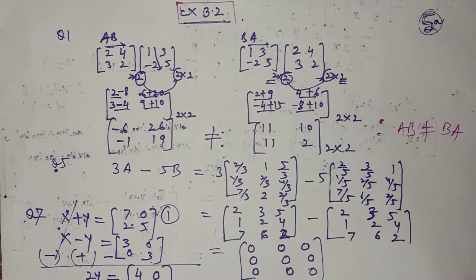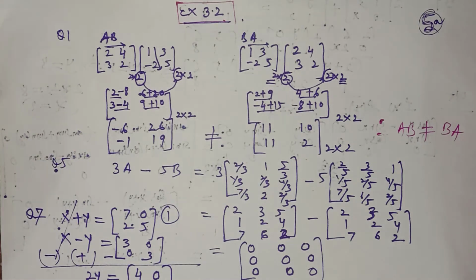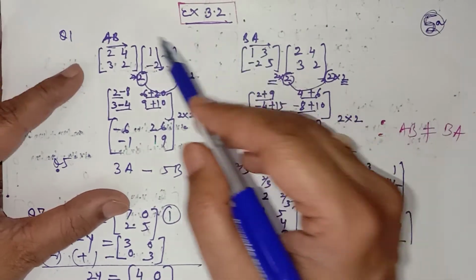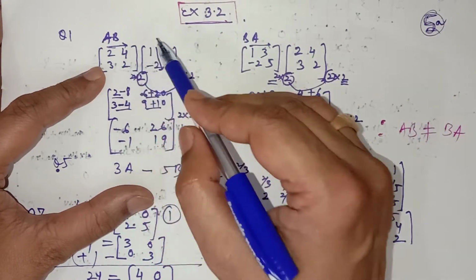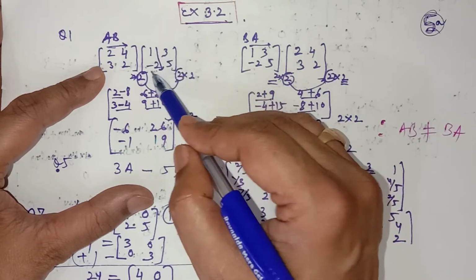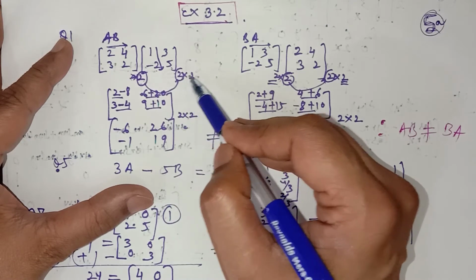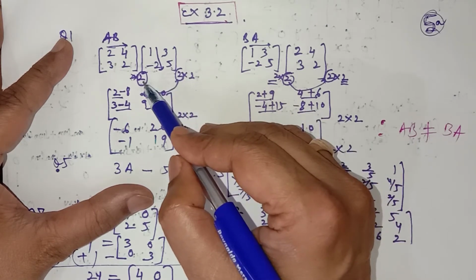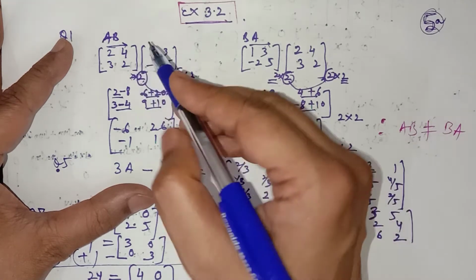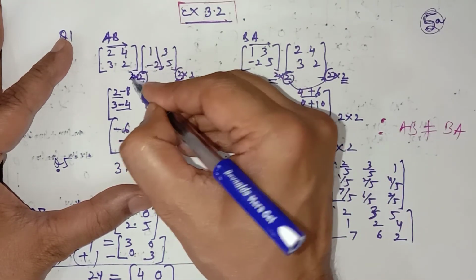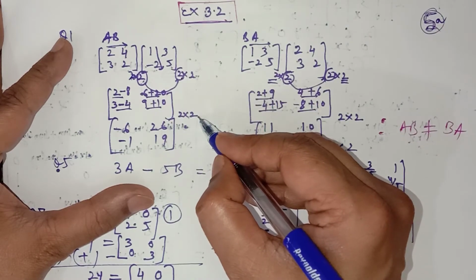Now in question number 1, in the third or fourth part, you have to find A into B or B into A. Matrix A is given as 2 4 3 4 3 2, and matrix B is 1 3 minus 2 5. This matrix is of order 2 by 2 and this is also of order 2 by 2, because the number of columns of this matrix is equal to the number of rows of this matrix. So we can multiply, and the order of the resultant matrix is 2 by 2. First of all, write the order of the resultant matrix, which is 2 by 2.